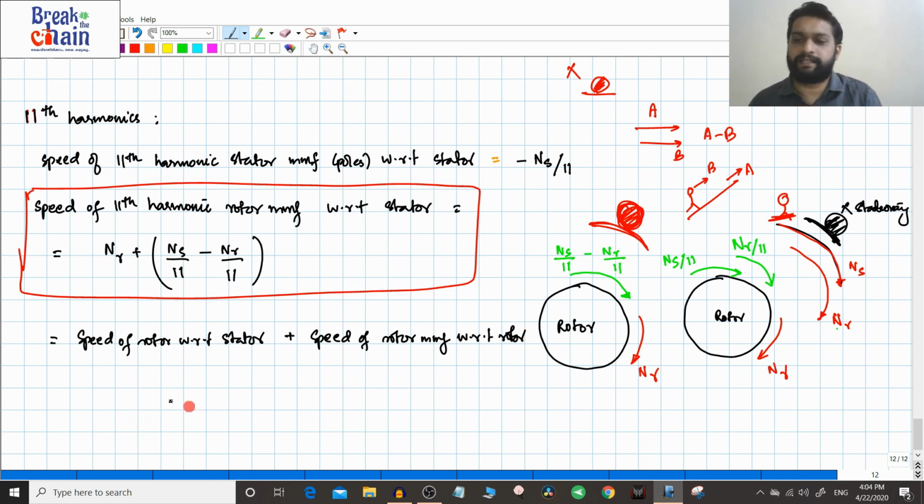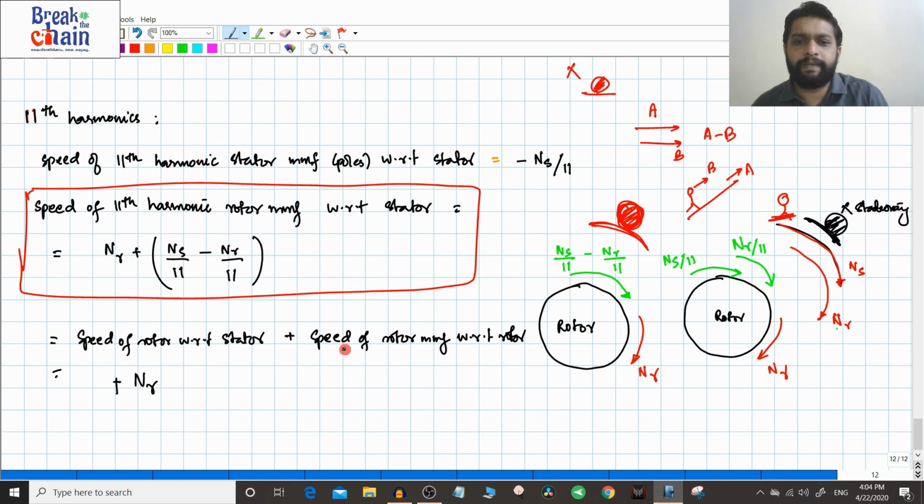So this is a general result. You know that the speed of the rotor with respect to stator is always nr, and it is in the same direction as ns. So you can put the plus sign here. In this case it is always in the same direction as ns, so we can put plus.